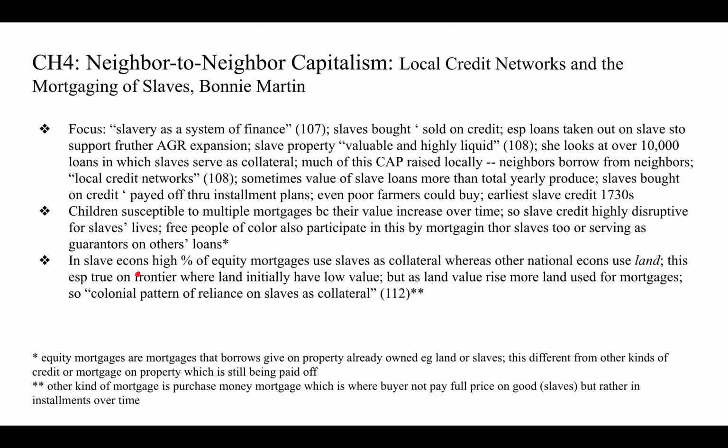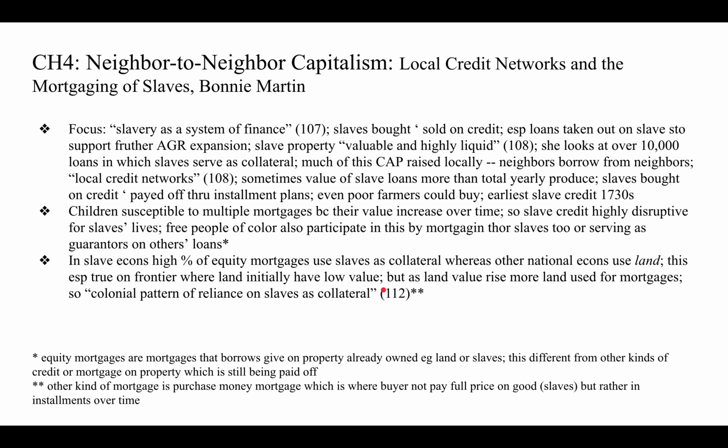In slave economies, there is a high percentage of equity mortgages, meaning mortgages that borrowers take out on property already owned, such as land or slaves. Equity mortgages used slaves as collateral, whereas other national economies at this time used land. This is especially true on the frontier, where land initially had a low value.